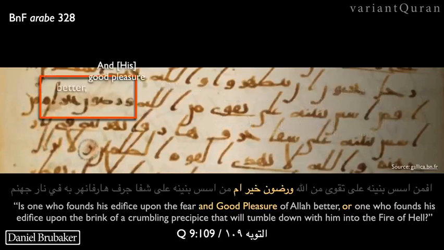What has happened here is the words wa ridwanin khairun have been written over in erasure. Some of those words, part of that may have existed before, but was possibly erased in order to make way for the new, what was then written afterward.